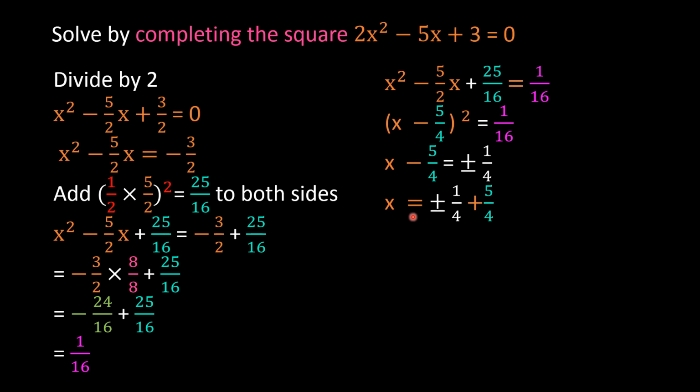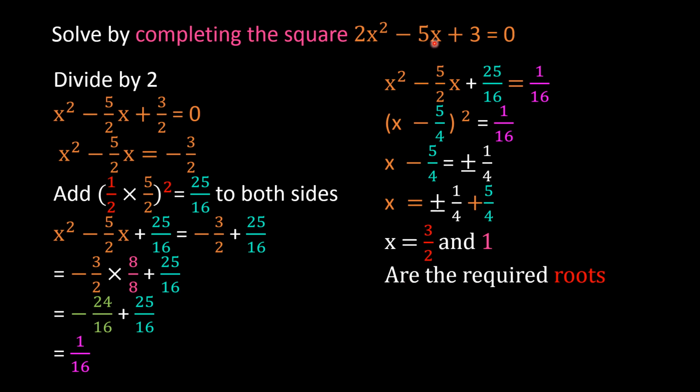So we get x equals plus minus 1 divided by 4 plus 5 divided by 4, which is this one. So x becomes 1 plus 5, that is 6 divided by 4, which is 3 divided by 2, and minus 1 plus 5 is 4, 4 divided by 4 is 1. So 3 divided by 2 and 1 are the two roots of the given quadratic equation, which we have found by the method of completing the square.